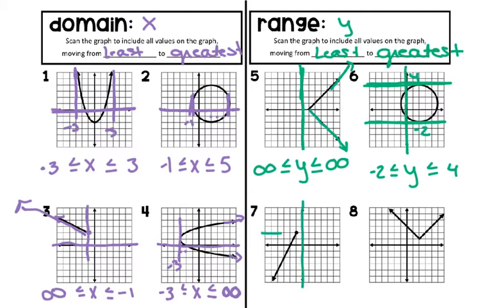Okay, so here we see it's going to meet the y-axis at 2, and then it's going to continue on forever. So we have y, the greatest it could be is 2 to infinity. Okay, and our last one, number 8 here. Notice the greatest it'll be is infinity, and it's at 1 for our least.